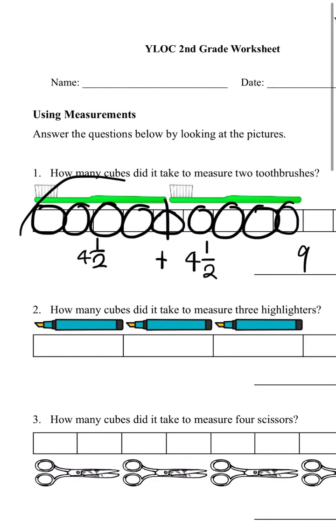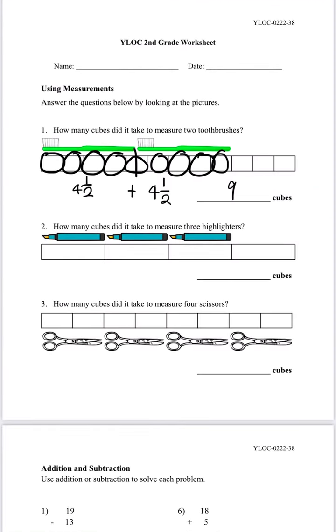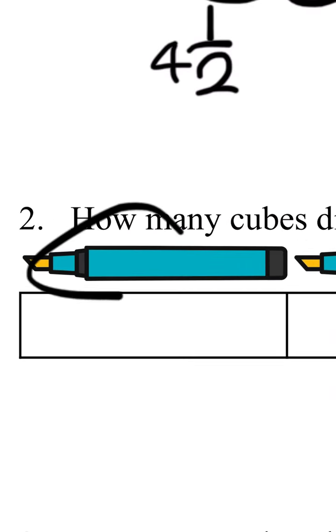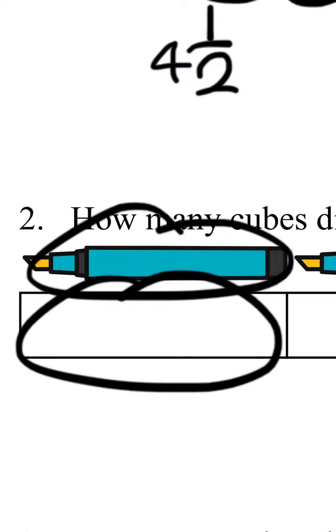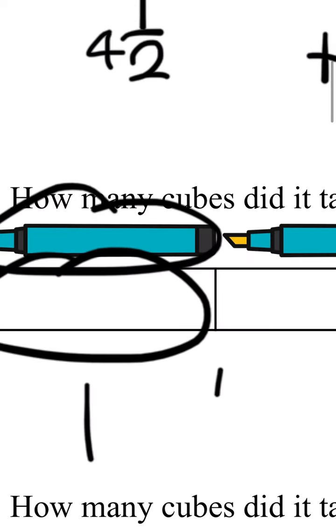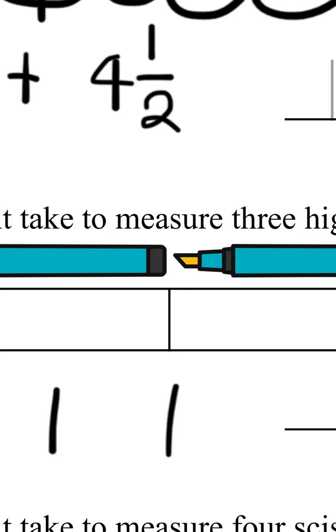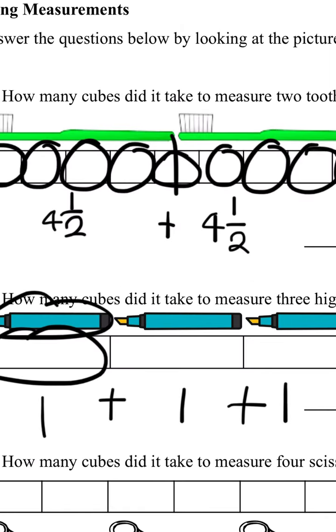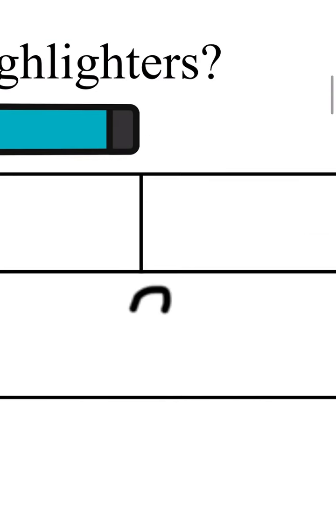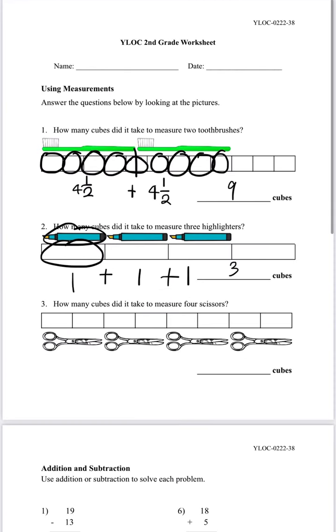And if we count it, it also equals 9. So we can check it through counting. Let's look at number 2. Number 2 says, how many cubes did it take to measure 3 highlighters? So 1 highlighter equals 1 cube. So we can do 1 plus 1 plus 1. So 1 plus 1 is 2, and 2 plus 1 is 3. So 3 cubes is the answer for number 2.